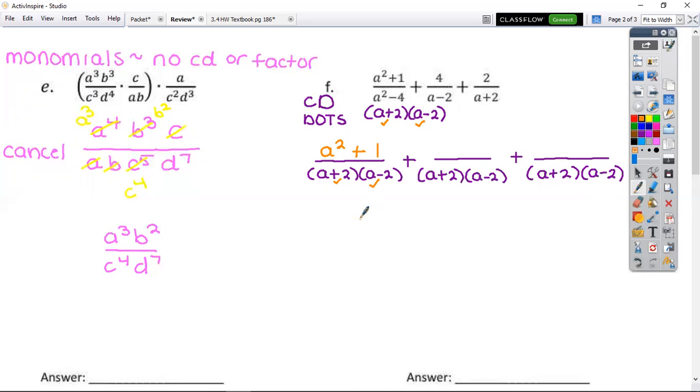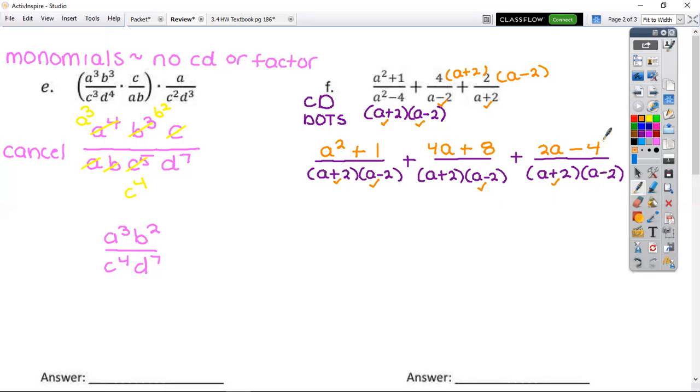Moving to my next one, it only has a minus 2. That means it's missing the a plus 2. So do that up here and then distribute. So I get 4a plus 8. Moving to the next one, I have the whole factor a plus 2. And this time it's missing a minus 2. Distribute, and I get 2a minus 4.